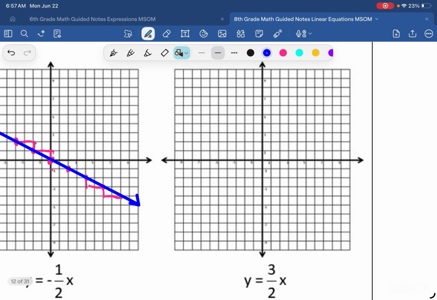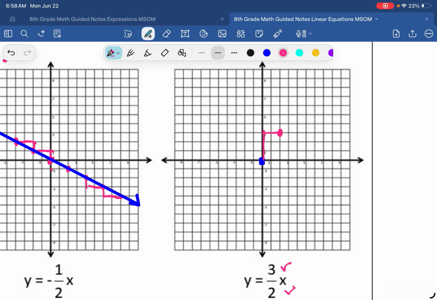Now let's graph y equals 3/2 x. It's positive right there, so I know it's going to be going up. Again, it's going through the origin. My change of y is 3, and my change of x is 2. So for every 3 I go up, I'm going to go 2 over.